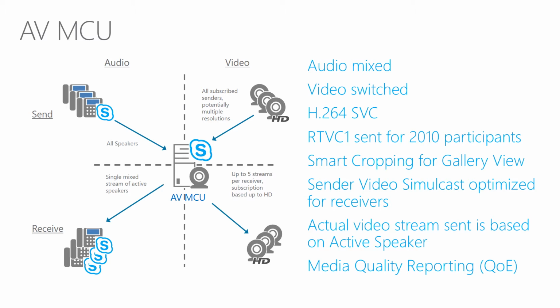The actual video stream center is of course based on Active Speaker. Active Speaker is a simple algorithm to determine where there is an audio signal coming from. And of course, critical to meeting administration, conferencing administration is media quality reporting. The AV MCU compiles QoE data and sends that to the reporting server.